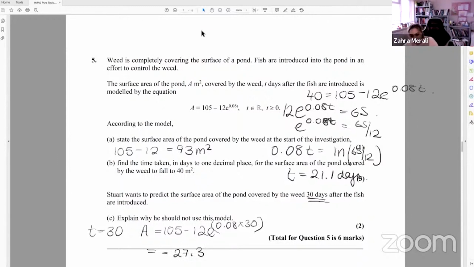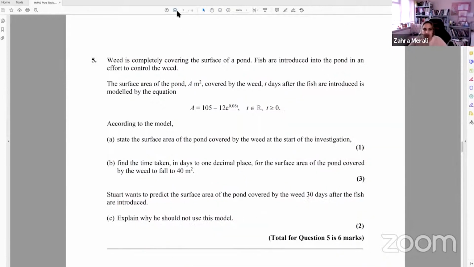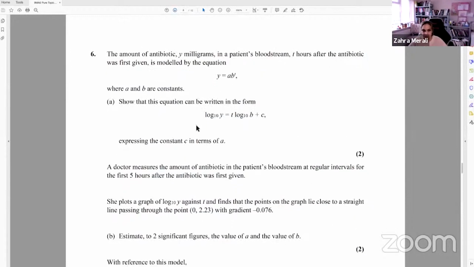So you'd have to write a sentence to get the last mark. So it gives a negative area, which is not possible. All right, give Stuart will get a negative area, not possible. Try and make it in context to the question as much as possible.